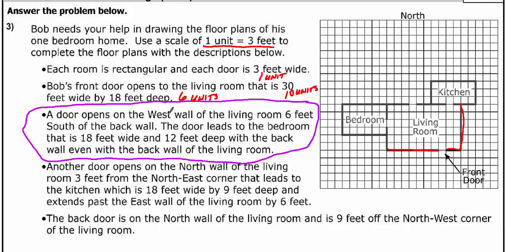Look for keys. So a door opens on the west wall. Here's the west wall. This is the west side. This is the east side. This is the south side. A door opens on the west wall, 6 feet south. So 6 feet is 2 units. So there's 2 units south. And you just have to walk through the problem that way. It is very much a reading carefully type of problem.